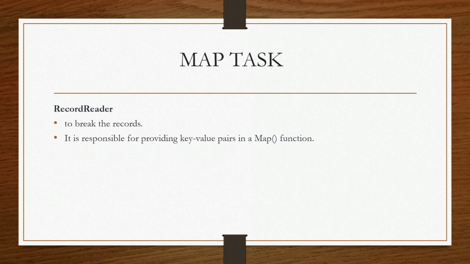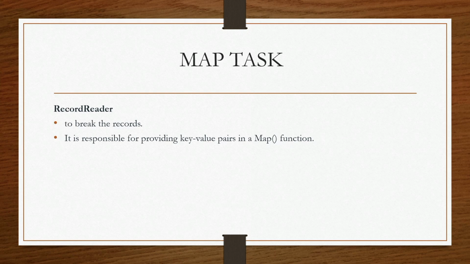Let us understand the map task and the reduce task in detail. Map task. The record reader. The purpose of the record reader is to break the record. It is responsible for providing the key value pair in the map function. The key is actually its locational information and the value is the data associated with it.